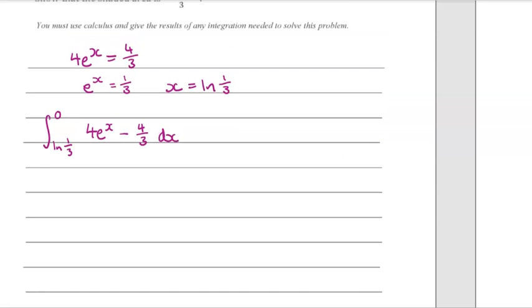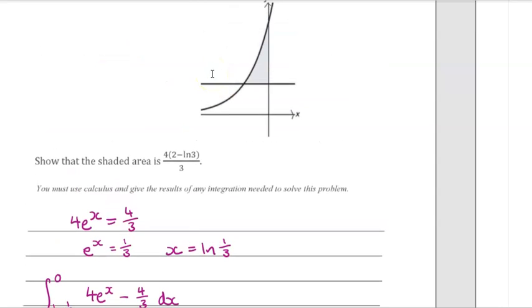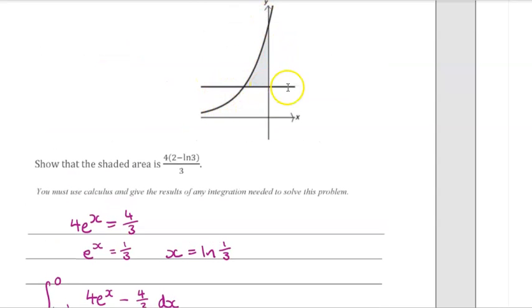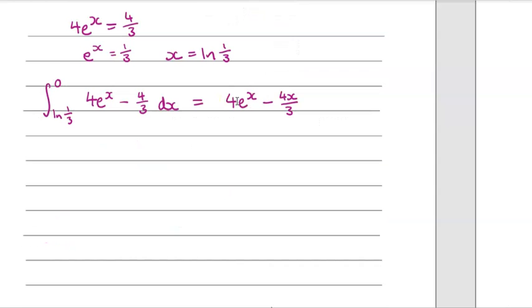Okay, so if we integrate that equation, we're doing 4e to the x minus 4/3 because we're doing it between the curve and that line. So we want to do the curve, take away the line. Okay, so going back to here, if we integrate 4e to the x, we get 4e to the x. If we integrate 4/3, it's 4x over 3. And we put in the values of 0 and log of a third.